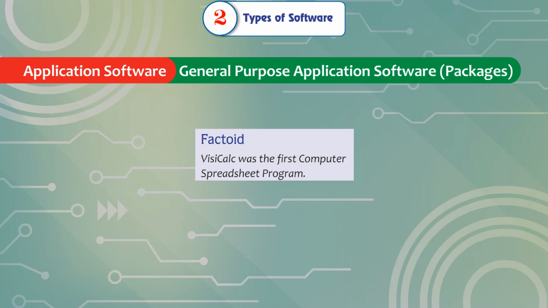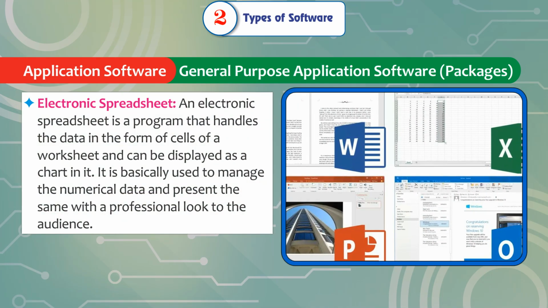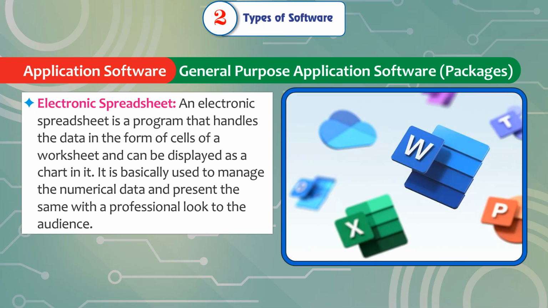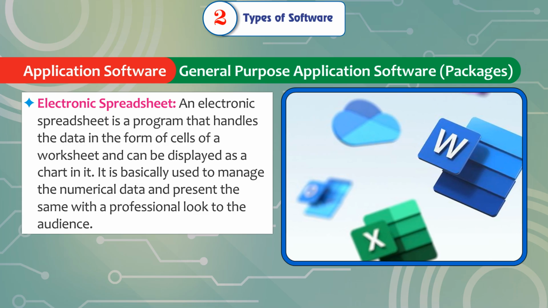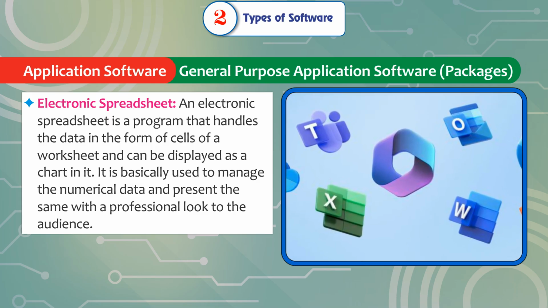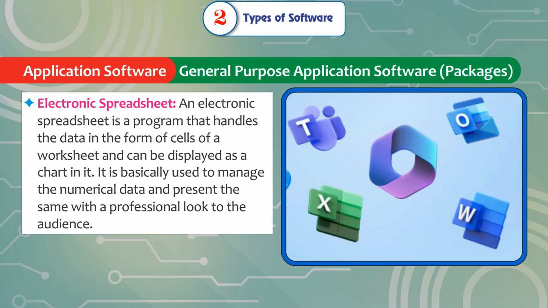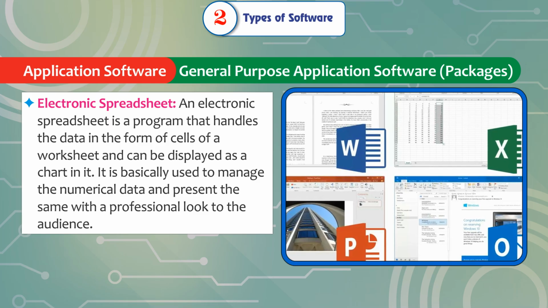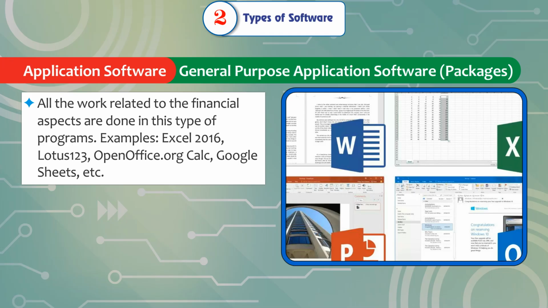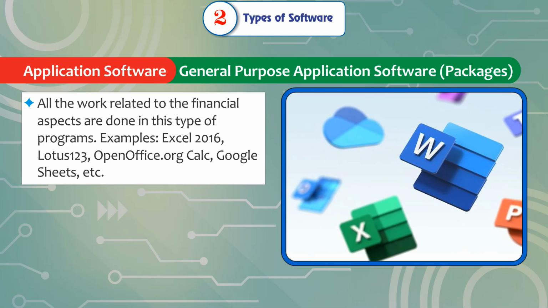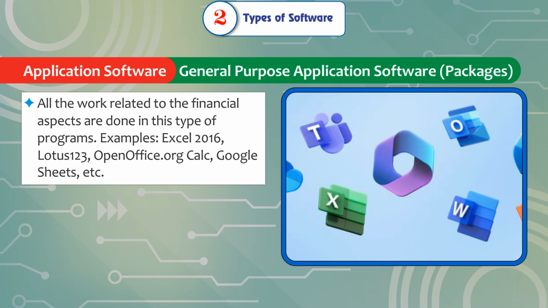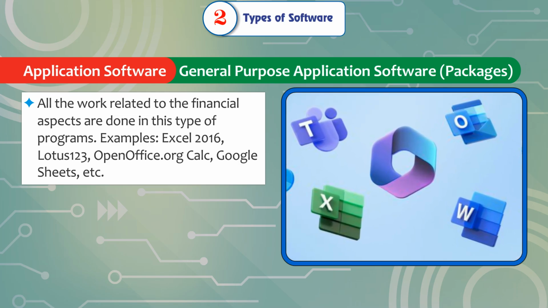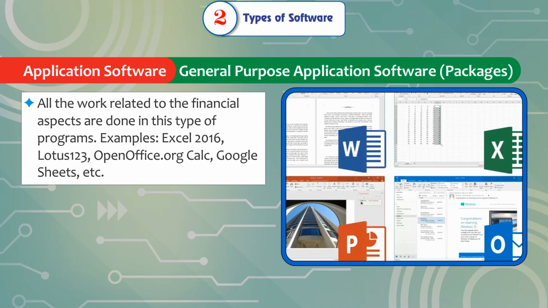Factoid: VisiCalc was the first computer spreadsheet program. Electronic spreadsheet. An electronic spreadsheet is a program that handles the data in the form of cells of a worksheet and can be displayed as a chart in it. It is basically used to manage numerical data and present the same with a professional look to the audience. All the work related to financial aspects is done in this type of program. Examples: Excel 2016, Lotus 123, OpenOffice.org, Google Sheets, etc.